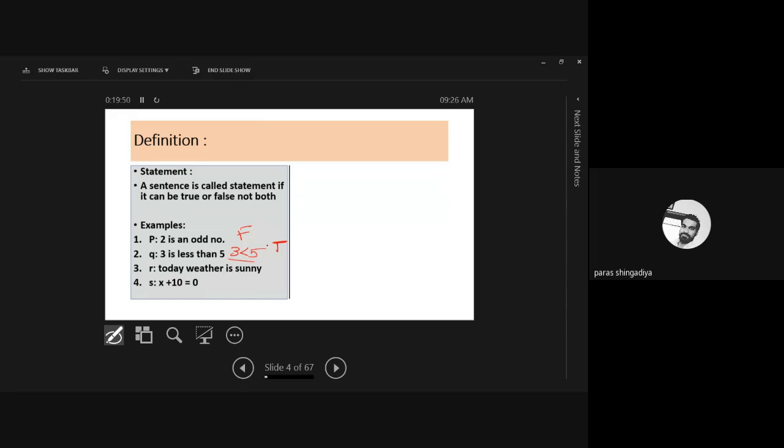Now the last one: x plus 10 is equal to 0. And here the domain is not given. Domain means the values of x you are allowed to use. That is not given here. Only one equation is given, x plus 10 is equal to 0. And we have infinite values of x when the domain is not given.